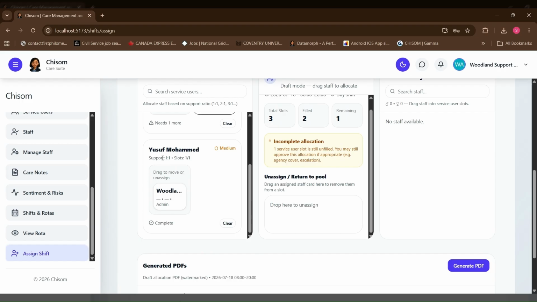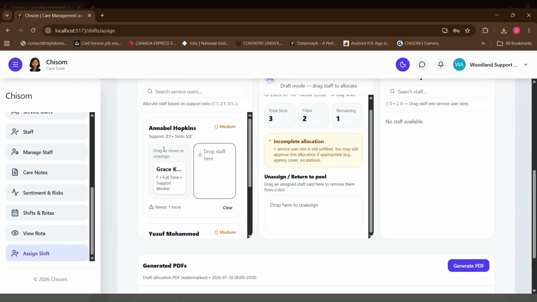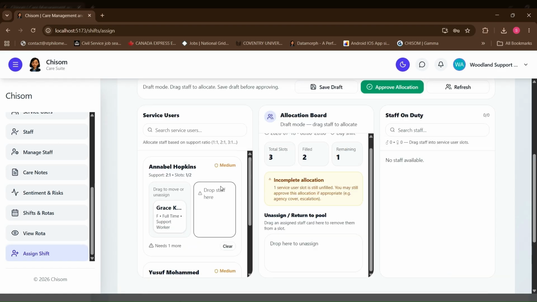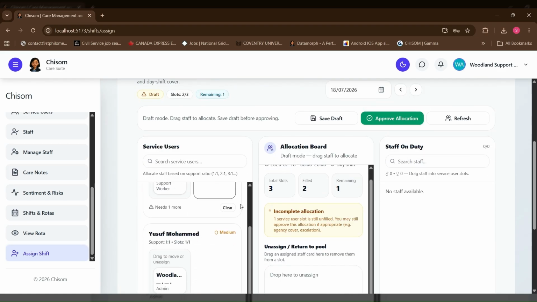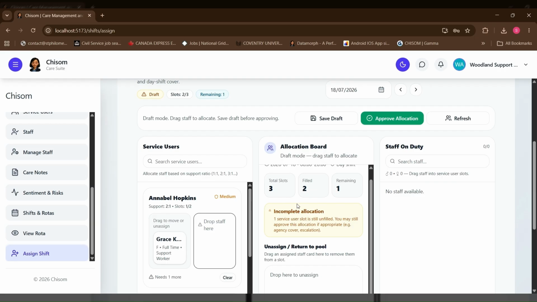Alright, so now the essence of this is, even if it shows that this one is complete because this is 1 to 1, while this other one is 2 to 1, so it's requiring more staff. So from this, you can already know that more staff is needed. So you need to fill the staff.